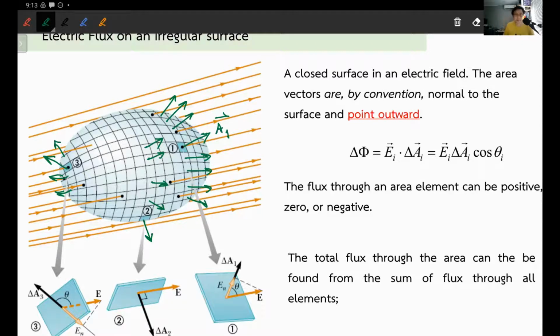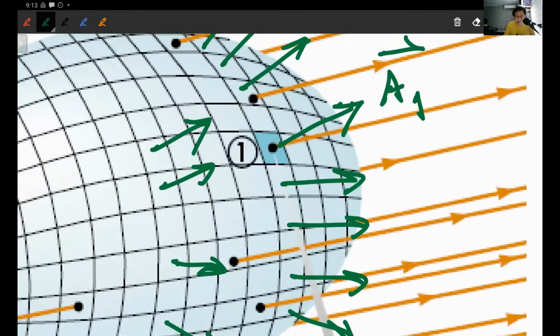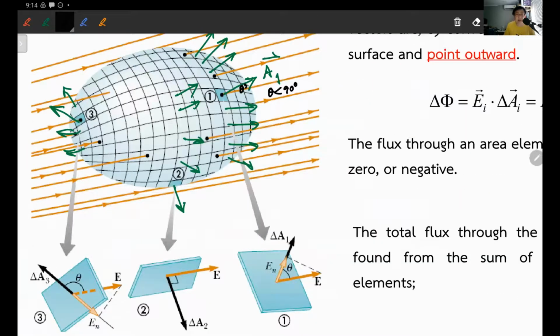If you look on this side over here, you can see that the angle theta is less than 90 degrees. So the flux going through the surface on the right side of the balloon is a positive flux. Down here at surface number 2, it's at 90 degrees, which is fine. So at surface number 2, flux is 0. Okay, flux is positive.